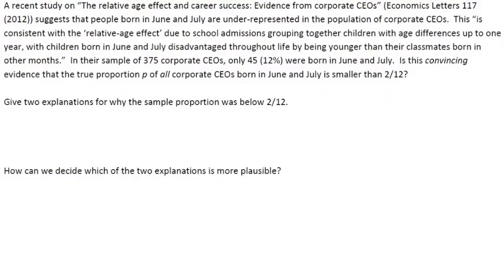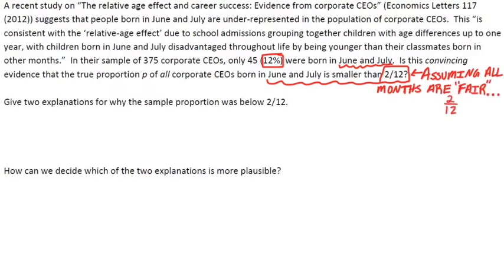Okay, so why is 2 out of 12 important here? Well, we're talking about 2 months out of the year, right? June and July. So if you think about 12% was the sample proportion, and we'd expect 2 out of 12 to be the population proportion if we're assuming that all months are fair, right? So if you randomly selected a month that a CEO would be born in, if it were fair, then June and July, that would just be 2 months out of a year, so 2 out of 12, which as a decimal is 0.167. So don't make that mistake. 2 out of 12 isn't 12%, by the way, right? 2 out of 12 would actually be 0.167.